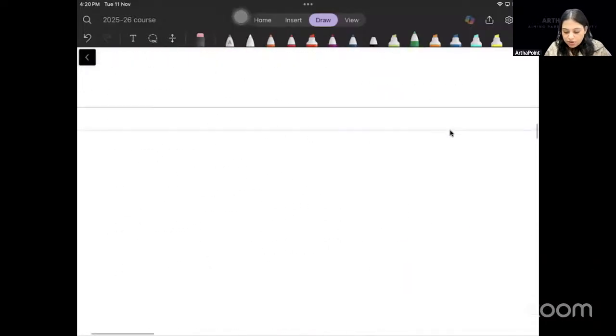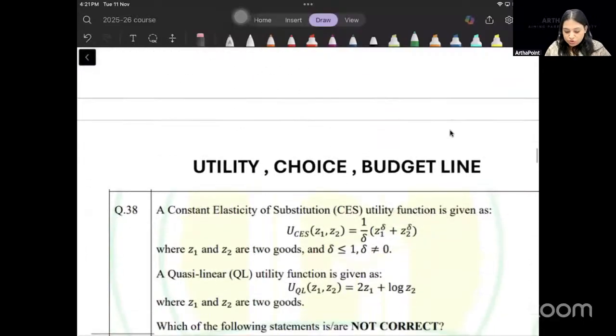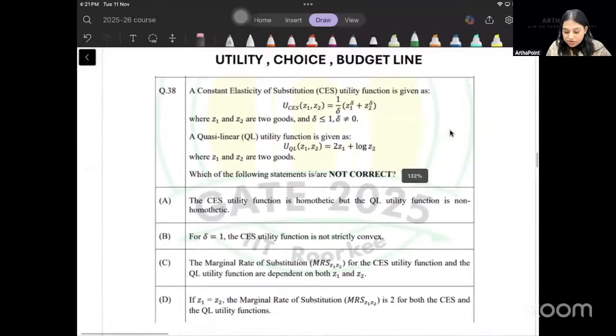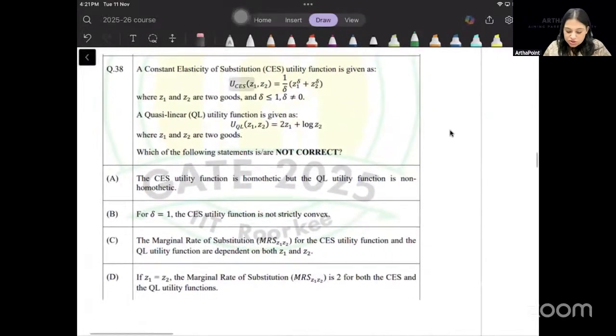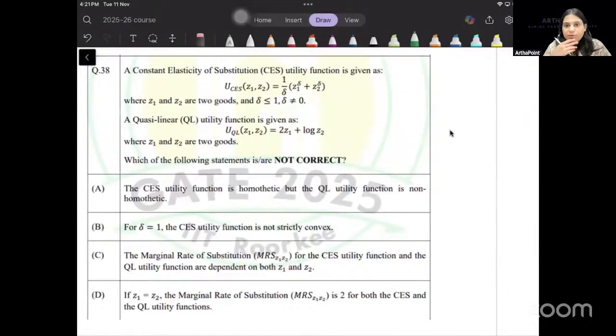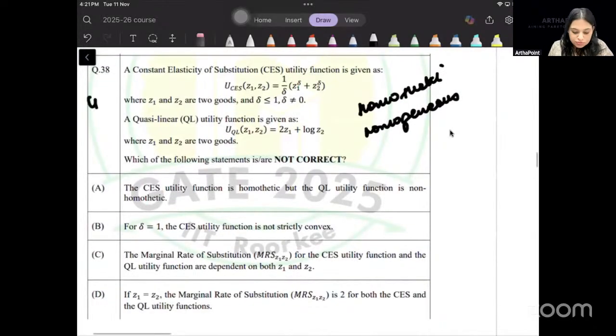Okay. Now, I have done all of this. Whatever I said, I have done that. You just look into the notes. Now let us try to revise through some questions. So look at this first question. Try to answer this in the chat window. And through this, we will revise the concept of homothetic preferences and homogeneous preferences. Just do this. This is a GATE 2025 question. Give it a try.